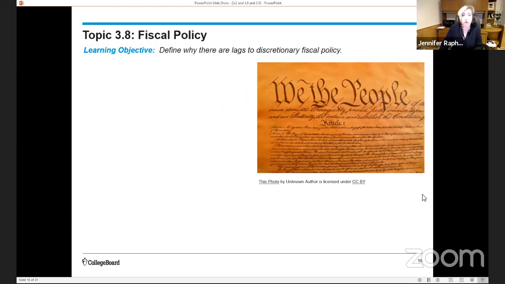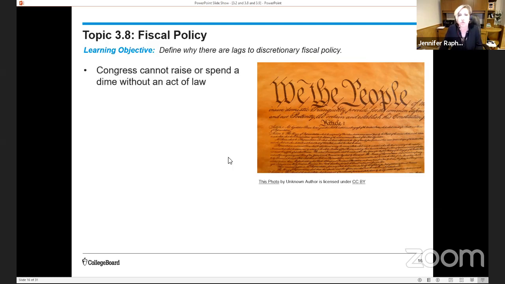Okay, so now another objective related to this is to be able to define why there are lags to discretionary fiscal policy. And for most of my career teaching AP Macroeconomics, I actually taught it in a course in which it was combined with AP US Government and Politics. And these connections were really simple to make in that course. So I couldn't help myself. I brought back up the Constitution. And this is what I always used to tell my students.